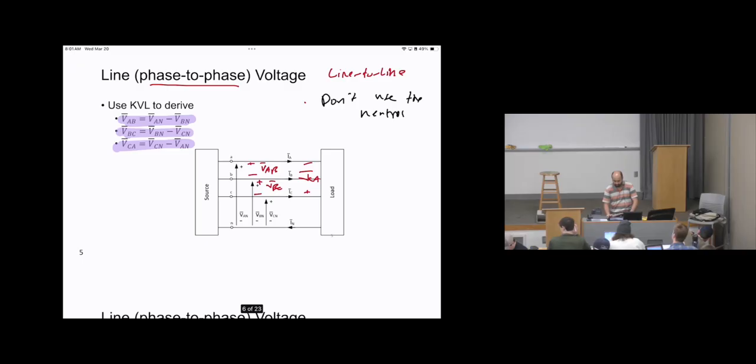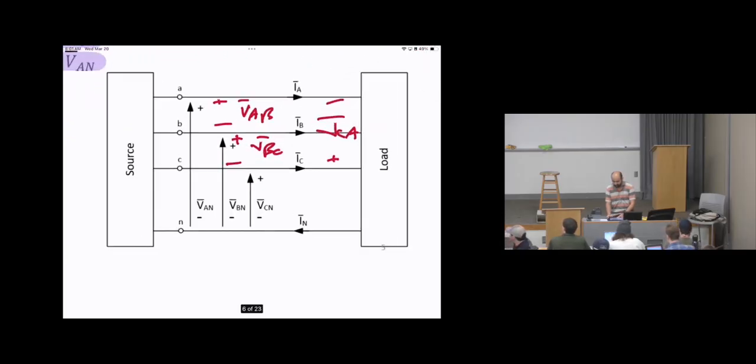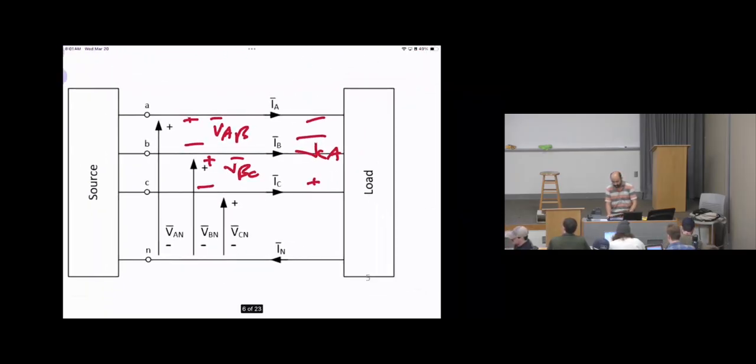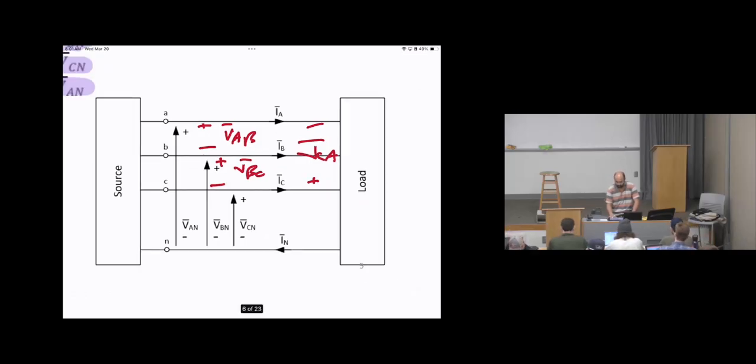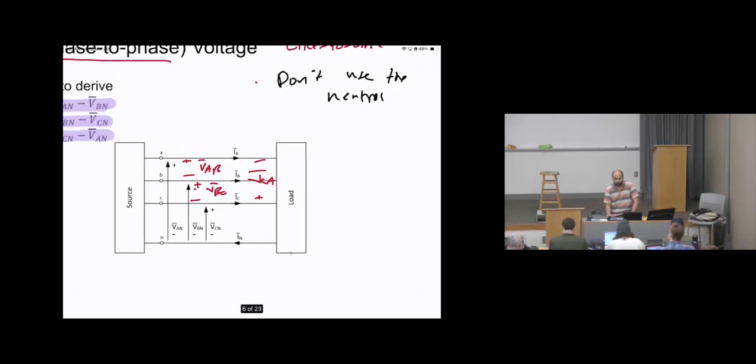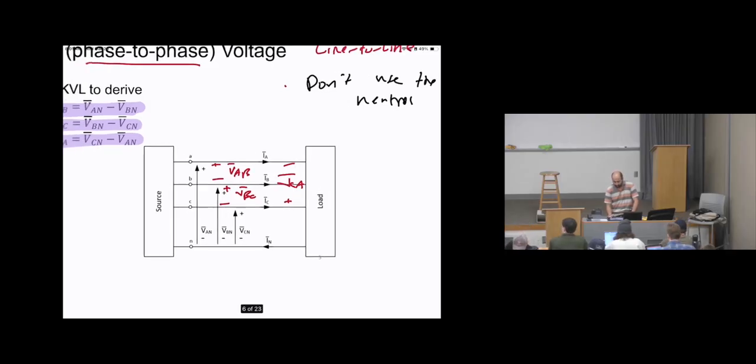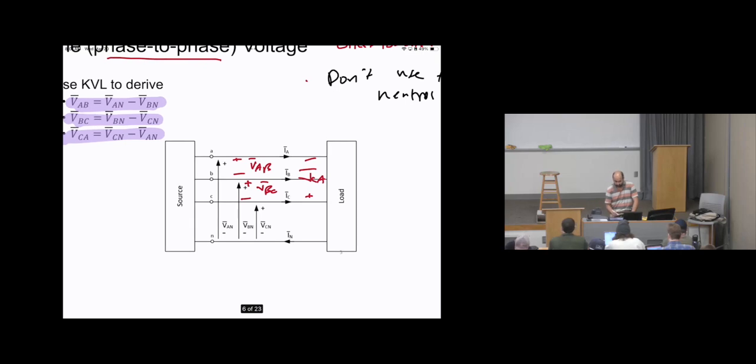Last lecture, we stopped at line-to-line voltages or phase-to-phase voltages. In summary, line-to-line voltages are when we put the positive at one phase and negative at the other phase without using the neutral. So when we do any line-to-line voltages, we will not use neutral at all. So V line-to-line will be between A to B, B to C, C to A.